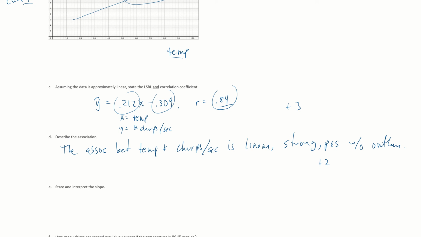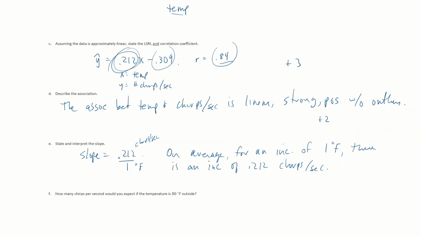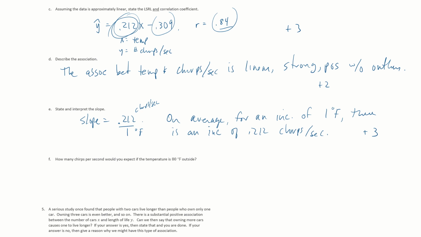State and interpret the slope. Okay, the slope is this number, the coefficient of x, 0.212, and what that means is on average, because it's 0.212 over 1, right? And the units are y over x, so it's chirps per second over degrees Fahrenheit. So on average, for an increase of 1 degree Fahrenheit, there is an increase of 0.212 chirps per second. Okay, and that was worth 3. 2 for this, the explanation, and 1 for that.